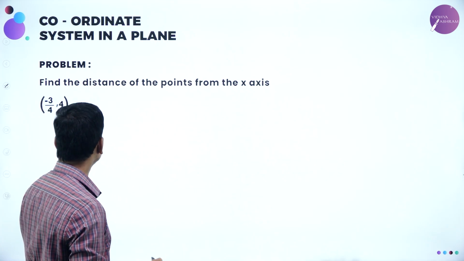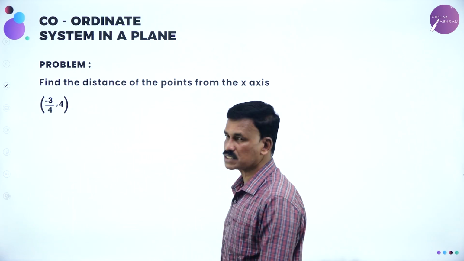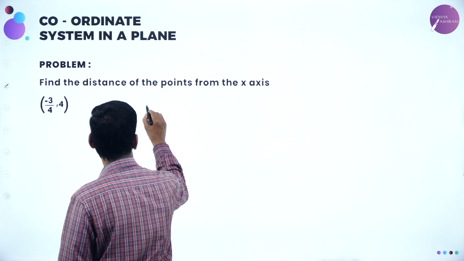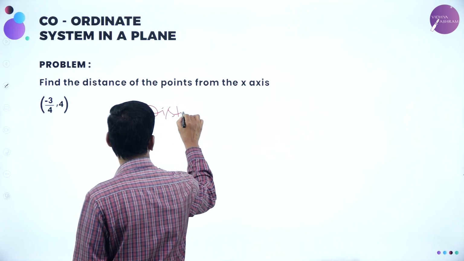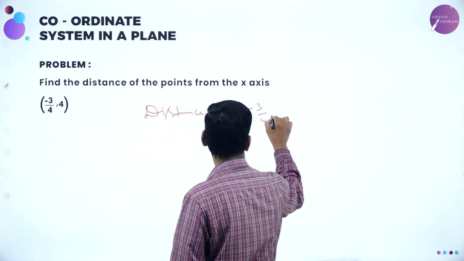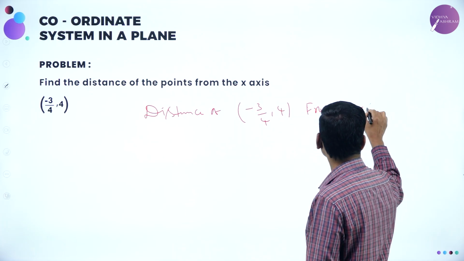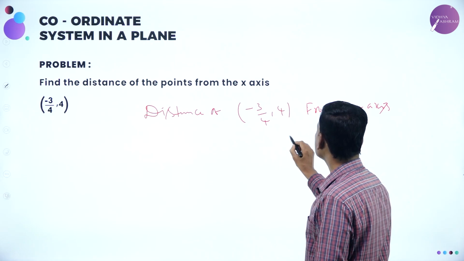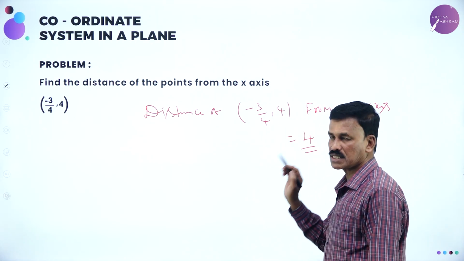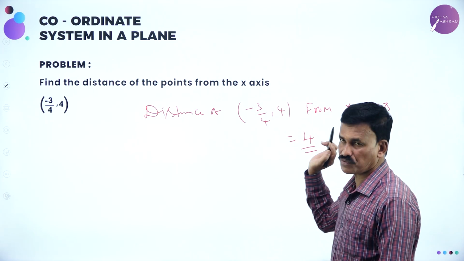That's it. Now move on to the next problem. Find the distance of the point from the x-axis. So the distance of the point from the x-axis is the y coordinate. So the distance of the point (minus 3 by 4, 4) from the x-axis is always equal to 4. That's it. So this is the distance from the x-axis.